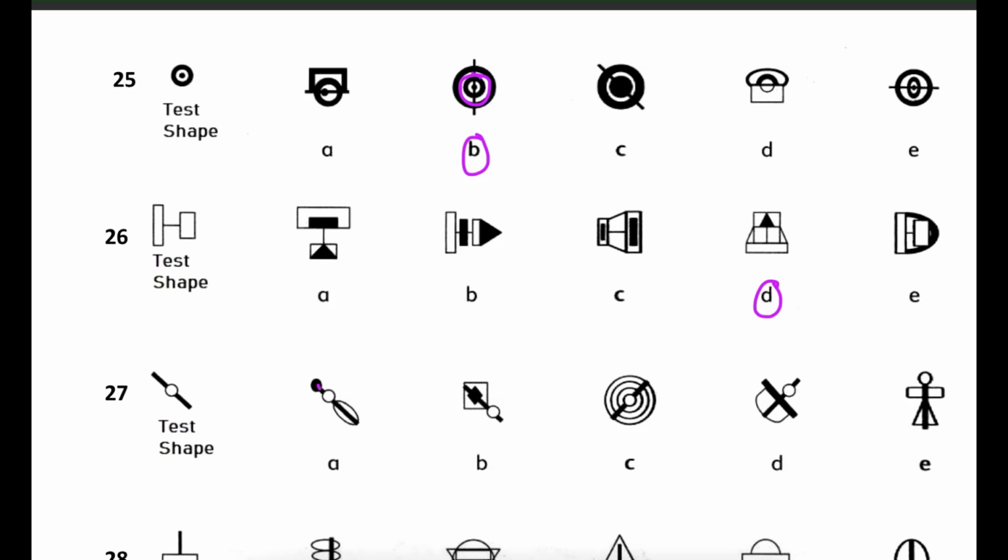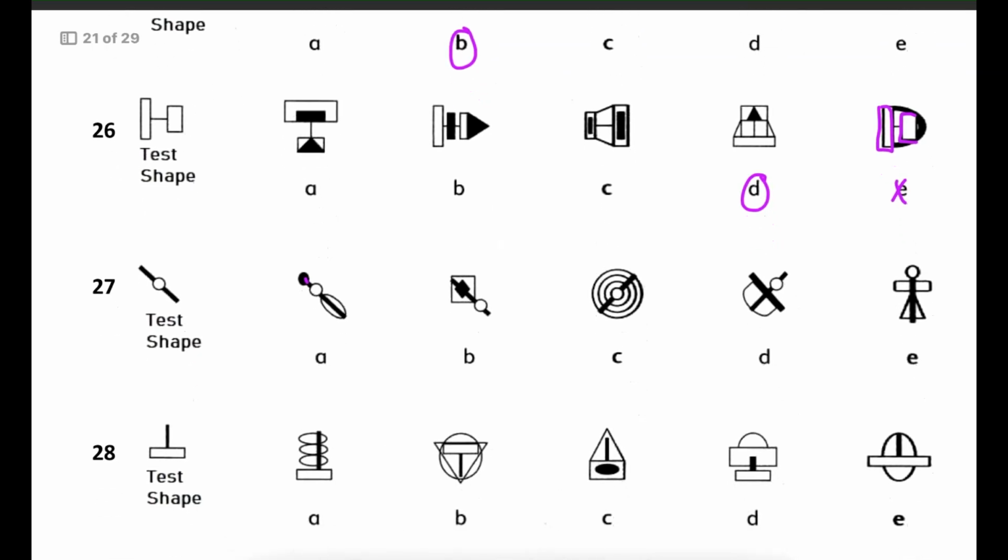The reason why it's not E, even though that looks similar, is because the lines of this one are thicker when they shouldn't have increased in thickness. And it's not A because this rectangle is larger than it should be. Not B because this is smaller than it should be. And it's not C because this is smaller than it should be.